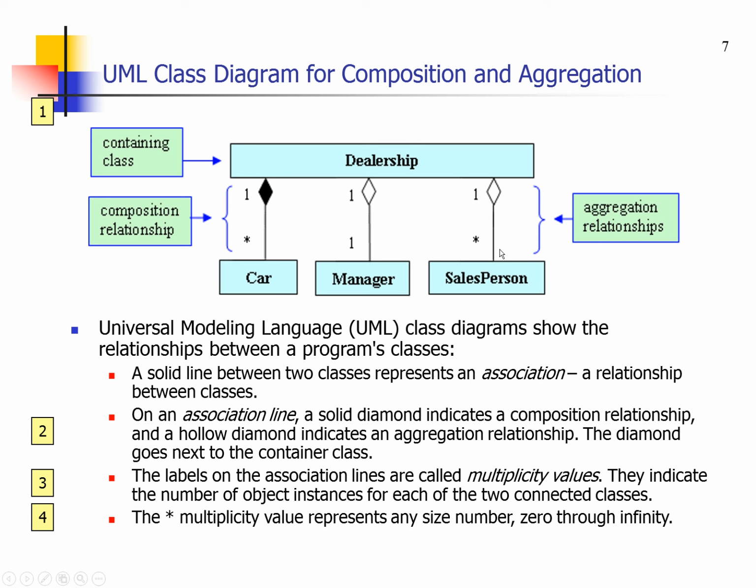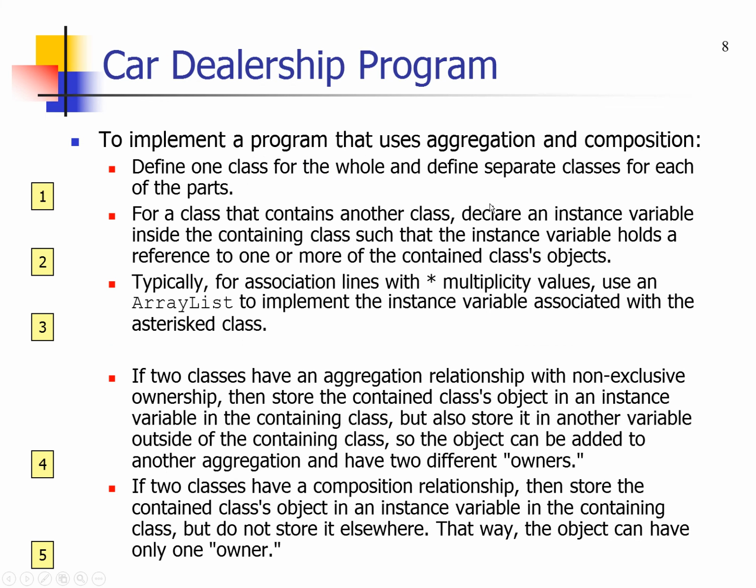So the association line with the solid diamond is a composition relationship, and the hollow diamonds, like here for the salespeople and the manager, are an aggregation relationship. We already talked about the values, the one to many, and so forth. It says to implement the car dealer, we need aggregation and composition. It says define one class for the whole and define separate classes for each of the parts.